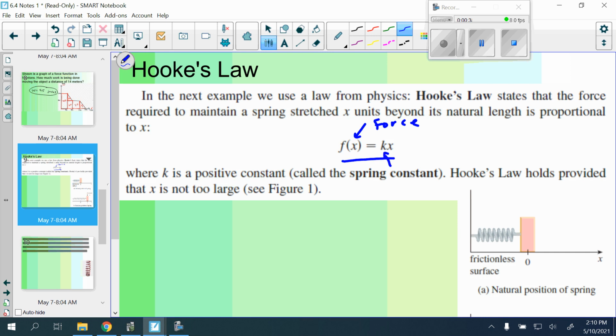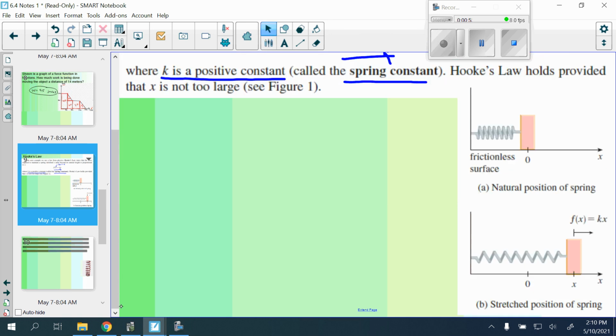k here is something called a constant, usually called the spring constant. So Hooke's law works provided that the constant's not too large. So what we're looking at here is if we had a spring on a frictionless surface, this is at its natural position, which would be 0. If we now stretch this out to this new location, x, then the force would be whatever the spring constant is for this particular spring times that distance. That's the force needed to maintain that stretched position.